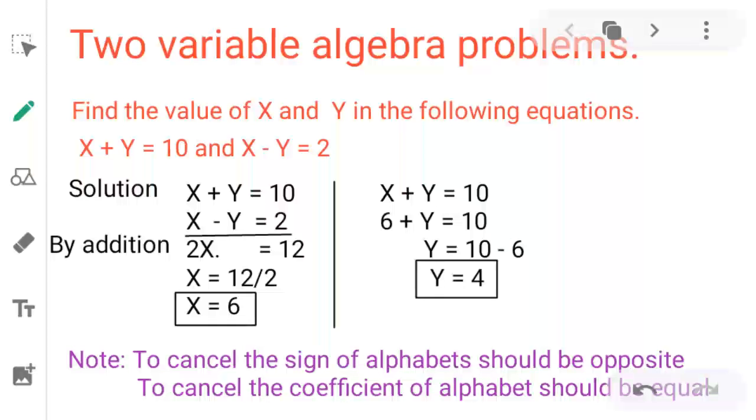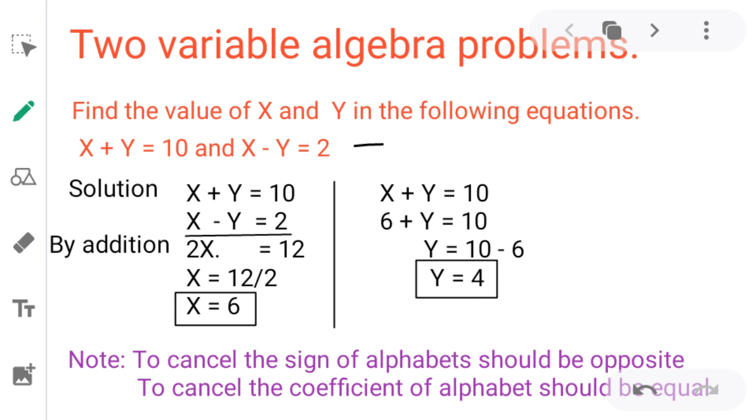Hello students, in this video I am going to show you how to solve algebraic equations with two variables. If there are two variables to be found, there should be two equations. By solving the two equations, we can get the value of one variable by cancelling the other, and then replacing the value of the first one, we can find the value of the second variable. Let's take some examples to find the value of two variables.